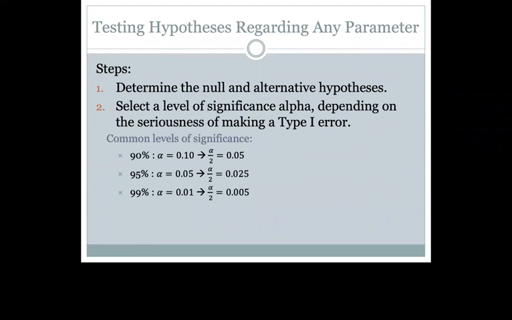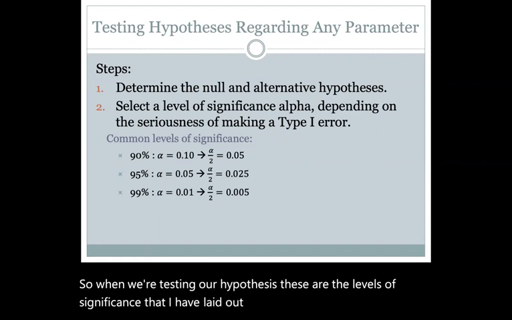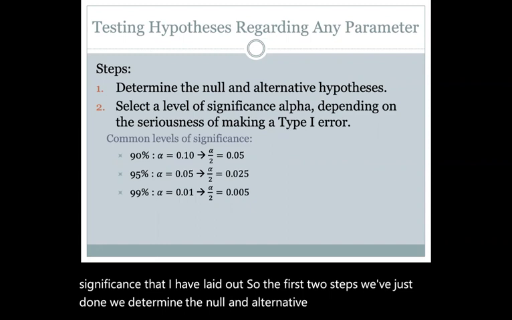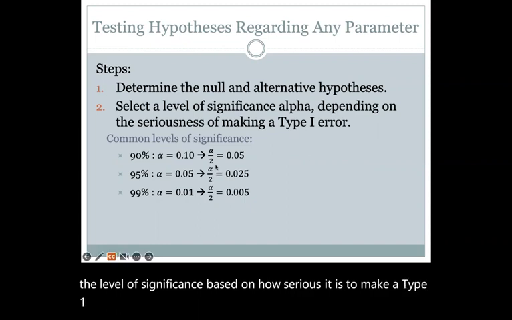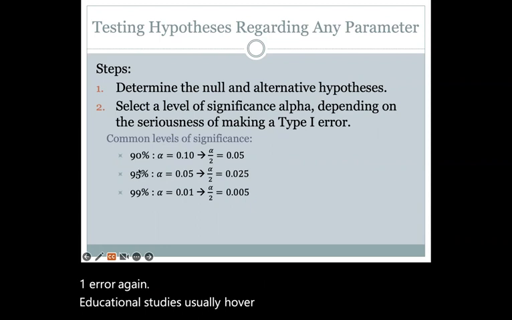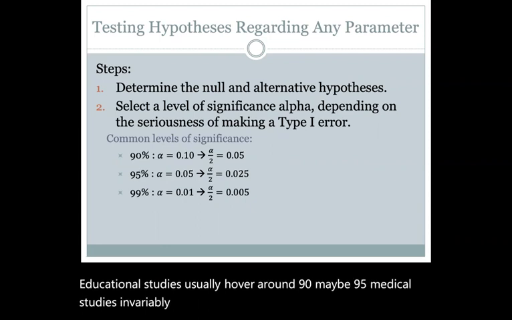So when we're testing a hypothesis, these are the levels of significance that I have laid out. So the first two steps we've just done, we determine the null and alternative hypotheses. We select the level of significance based on how serious it is to make a type 1 error. Again, educational studies usually hover around 90%, maybe 95%. Medical studies invariably are around 99%.